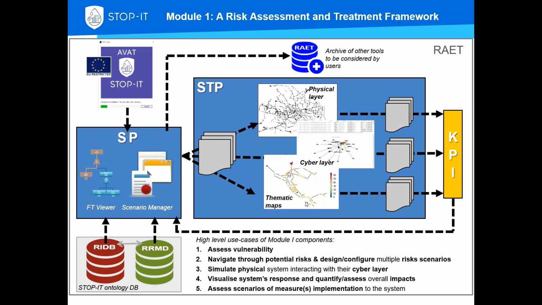The major processes that can be implemented by the user while using the RIAT is to start by estimating the asset's vulnerability of the network. This is implemented through the AVA tool. Unfortunately, this is an EU-restricted deliverable, therefore it is not included in our today's demo. The second step of user is to be navigated through the potential risks through the fault reviewer module, which is embedded in the scenario planner, and then design and configure risk scenarios through the scenario manager.